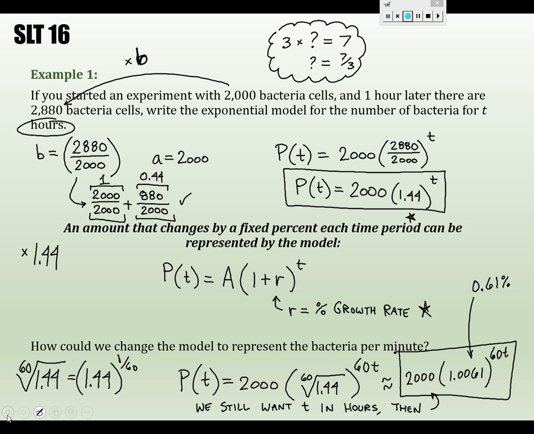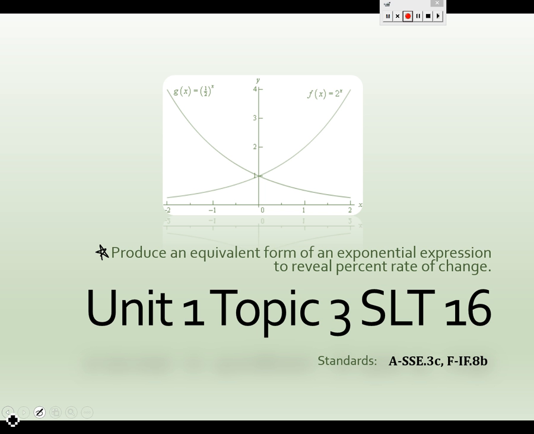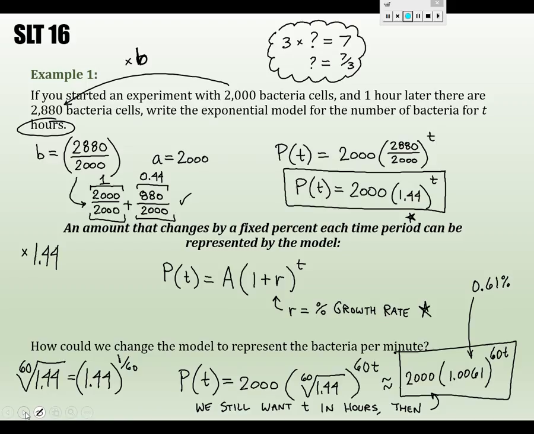And again, I told you I would do this. Let me go back to the standard for a second, and the thing we're trying to do. Today, the goal again is to produce an equivalent form of exponential expression to reveal percent rate of change. So is that what we've done here? Have we produced an equivalent form? Is this up here the same as this down here? In fact, it is, right? Because algebraically speaking, let's actually show that that's true. If you have this, 2,000 times the 60th root of 1.44 to the 60t, which is what we have down here at the very bottom of the slide, is that the same as the thing we started with up in the box?